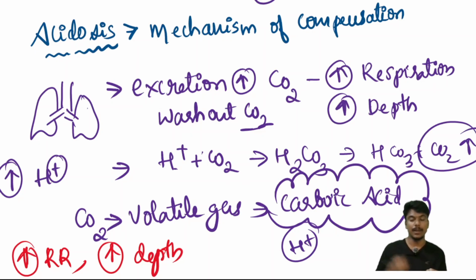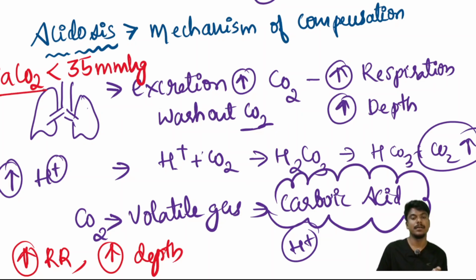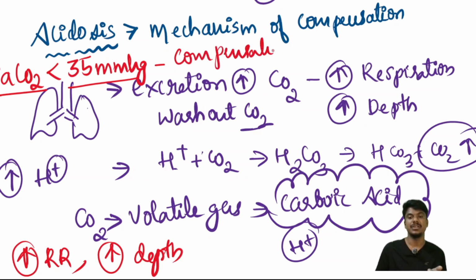And if you see completely compensated ABG values of respiratory acidosis, the PaCO2 level will be less than 30 to 35 mmHg. That is an indicator of compensation.